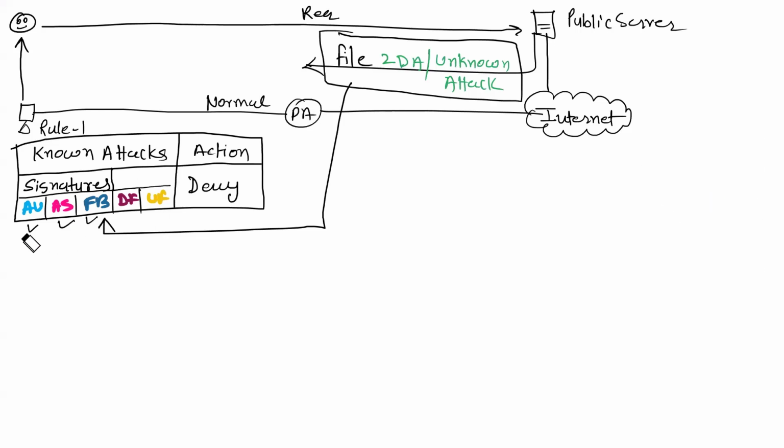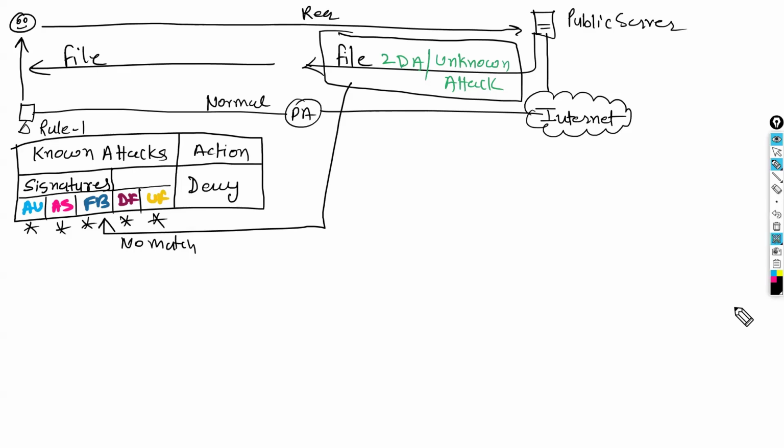The firewall will match this file with its non-attack signatures. Now you can see no matching with antivirus, no matching with spyware. So it is not matching with any kind of signatures. Now we are getting what? No match. If no match, then what will happen with this file? A file which has ZDA, zero-day attack, will be allowed. It will go to the host and the host will be compromised.